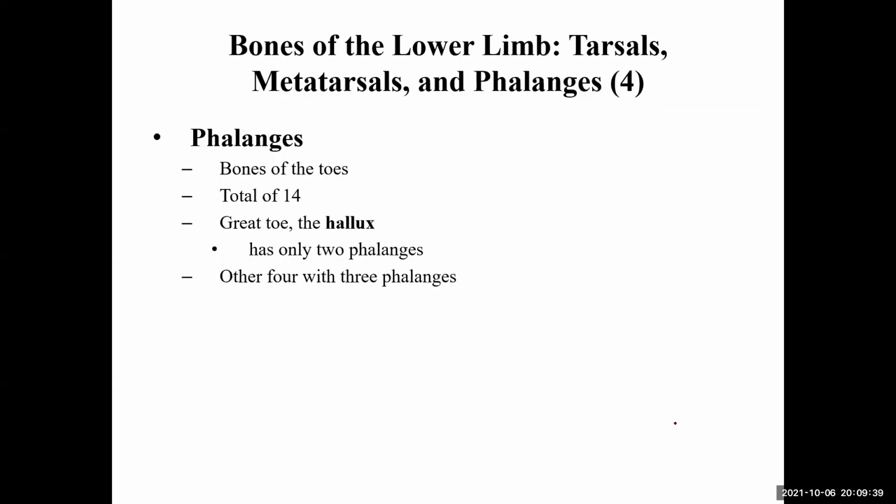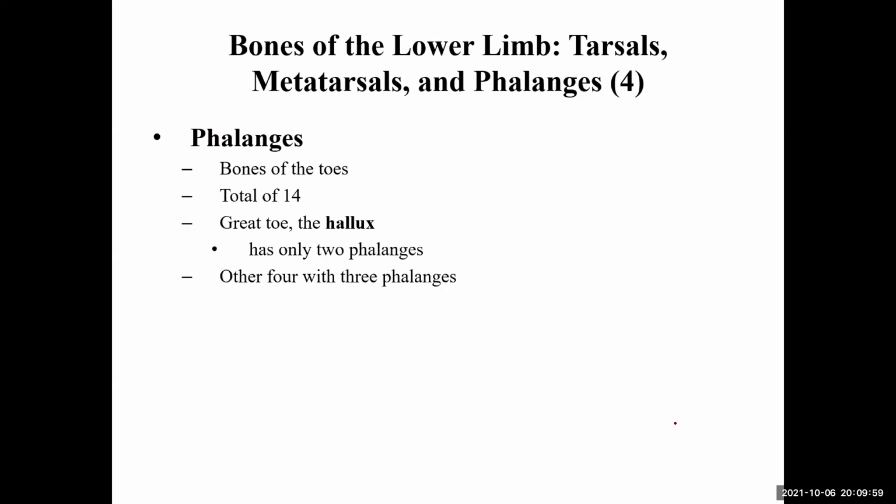All right, finally, we have the phalanges. Again, same number of phalanges in the foot as there were in the hand, 14. That means that one digit only has 2 phalanges, and of course, in this situation, it's the big toe, the hallux. All the other ones have 3 phalanges.